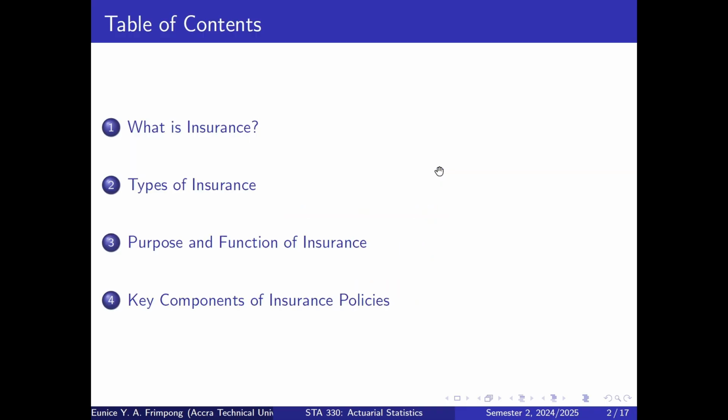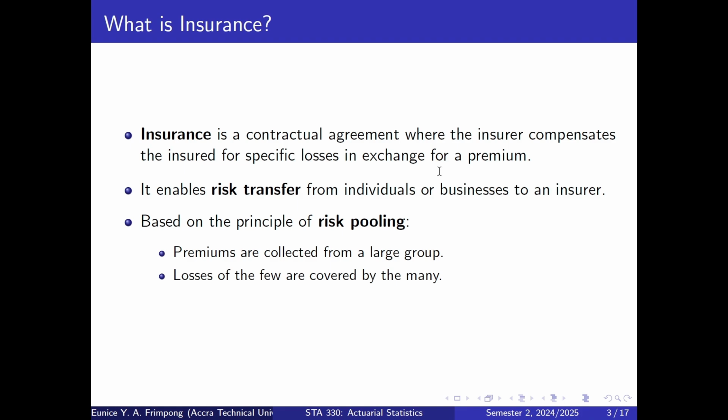So what exactly is insurance? Insurance is a contractual agreement where the insurer agrees to compensate the insured for specific types of losses in exchange for a premium. It is built on the idea of risk transfer. Instead of bearing the full cost of an uncertain loss yourself, you pay a premium and transfer that risk to a company, an insurer, who is better equipped to handle it financially.